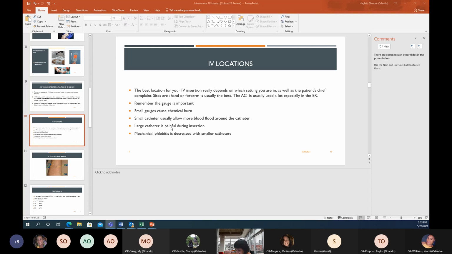You can't put a 16 in anyway. Nobody can stand a 16 on a regular IV insertion. You can't do that. A 20 or a 22, you don't normally put in for a patient. And then sometimes you end up with phlebitis. We'll talk about phlebitis.